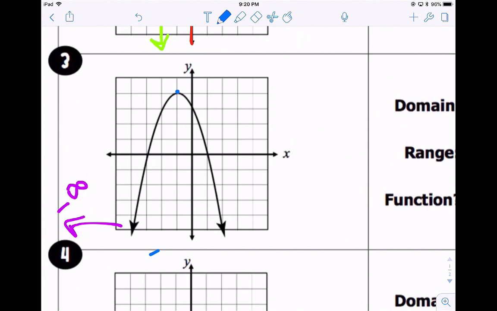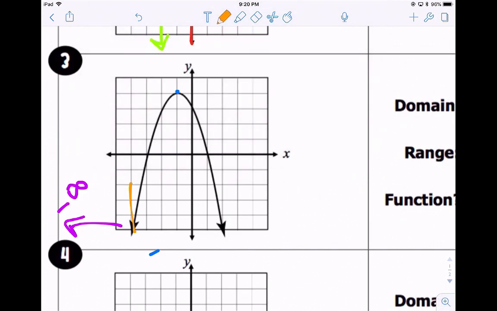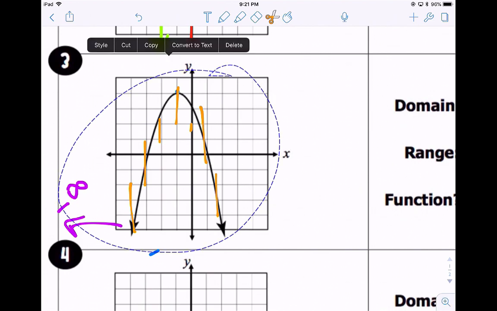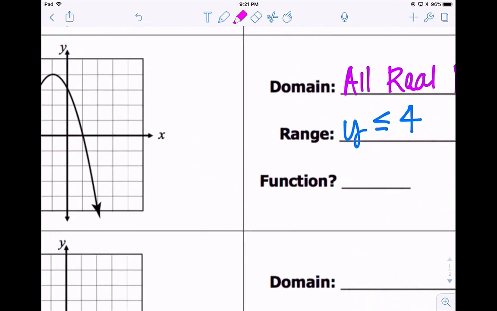And then lastly, is it a function? So again, we're looking, are any of these x values ever repeating? There is no place on this graph that you could draw a vertical line that it would touch more than one time. So this is a function because you can put vertical lines everywhere here. None of those x values are going to repeat. So yes, this is a function. So I'm going to write that over here. This is a function. So yes.